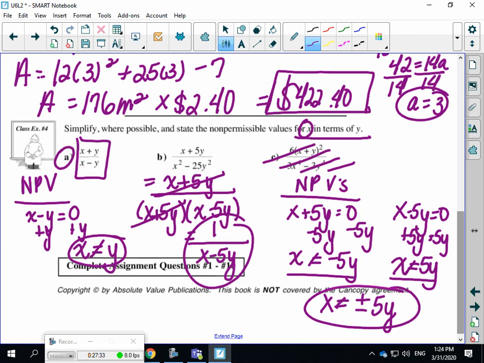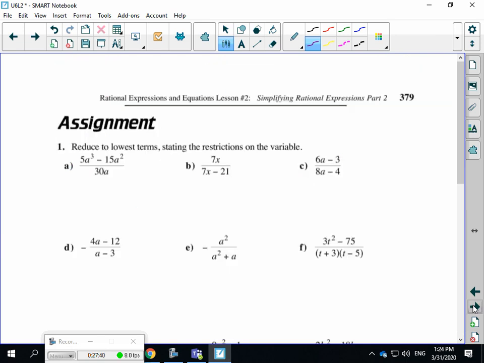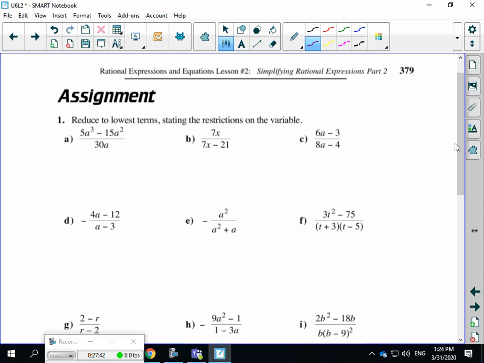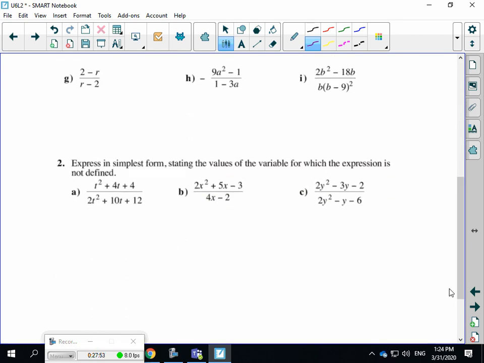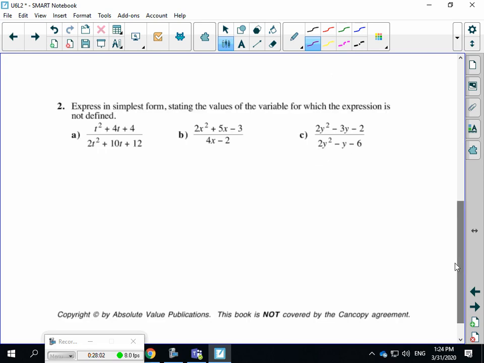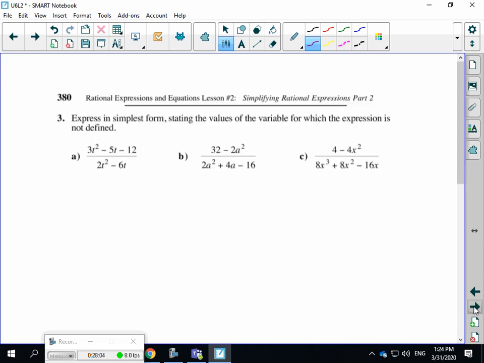Okay? All right, so for the assignment, the questions that we're going to be able to do, number 1 is simply just reduce to lowest terms, stating the restrictions on the variable. So remember, this is just to simplify. Okay. If we look at number 2, express in simplest form, stating the values of the variable for which the expression is not defined. So again, we're just simplifying here and stating the NPVs, very straightforward.